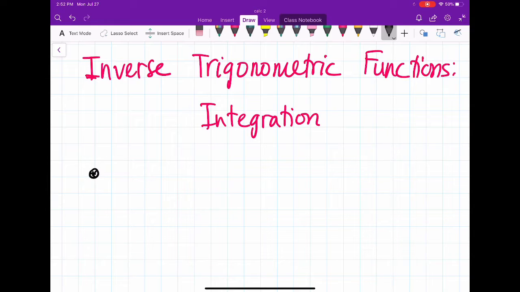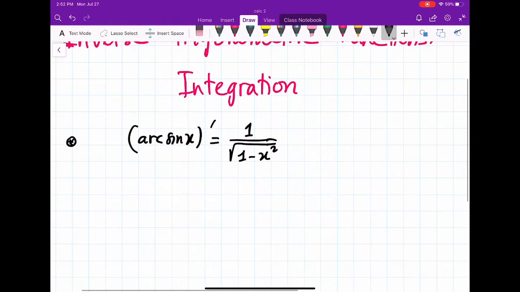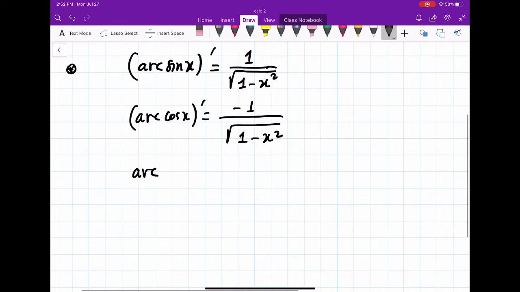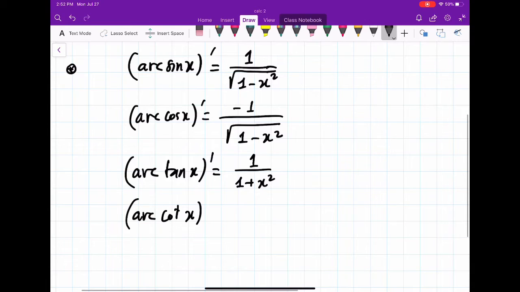We have the derivative of arcsine of x is equal to 1 over square root of 1 minus x squared, right? The derivative of arccosine of x is negative 1 over square root of 1 minus x squared. And then the derivative of arctangent of x is 1 over 1 plus x squared. And the derivative of arccotangent of x is negative 1 over 1 plus x squared.